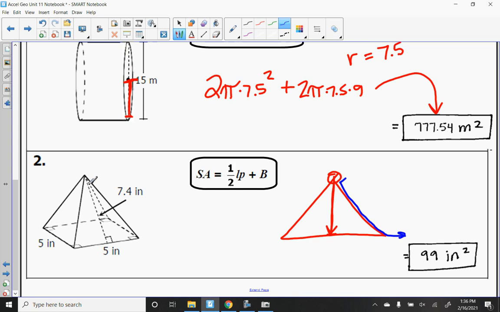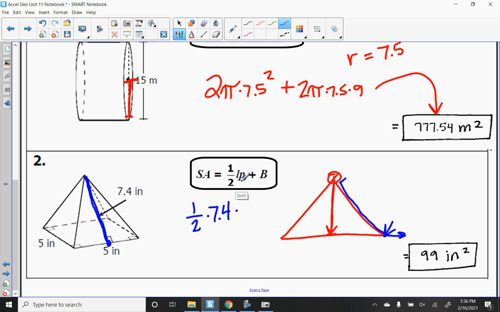And if you look at this dotted line here, where the 7.4 is, the slanted height shows you that it doesn't go through the middle, but it ends at the edge of the pyramid. So it hits right here on the edge of the pyramid. So our slanted height for L is 7.4. So our first number is 7.4 in this formula.